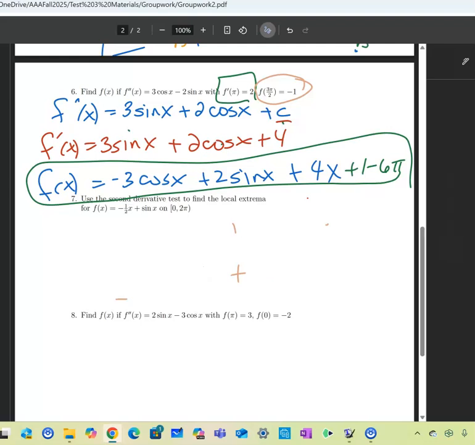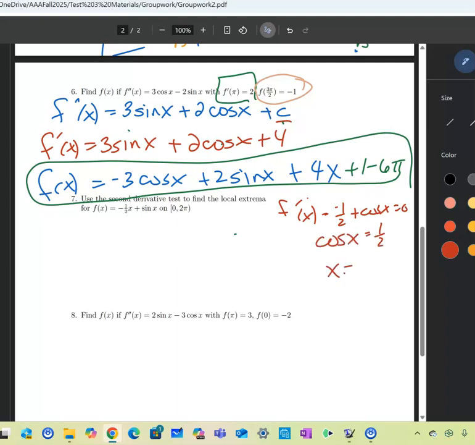So you need to know that you want to make sure you find the critical numbers from the first derivative, right? So f prime of x will give me negative 1/2 plus cosine of x equals 0. So cosine of x is 1/2. x is equal to pi over 3, 5 pi over 3. And then I find the second derivative. So that's going to be negative sine of x.